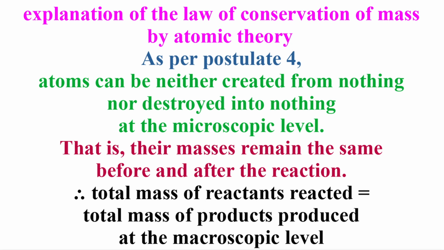That is, the only change that occurs is which kinds of atoms are bonded to which other kinds of atoms when reactants get converted to products. Therefore, the total masses at the macroscopic level cannot change during a chemical reaction, since those masses are nothing but the total of the masses of the atoms participating in the reaction. Hence, the law of conservation of mass.